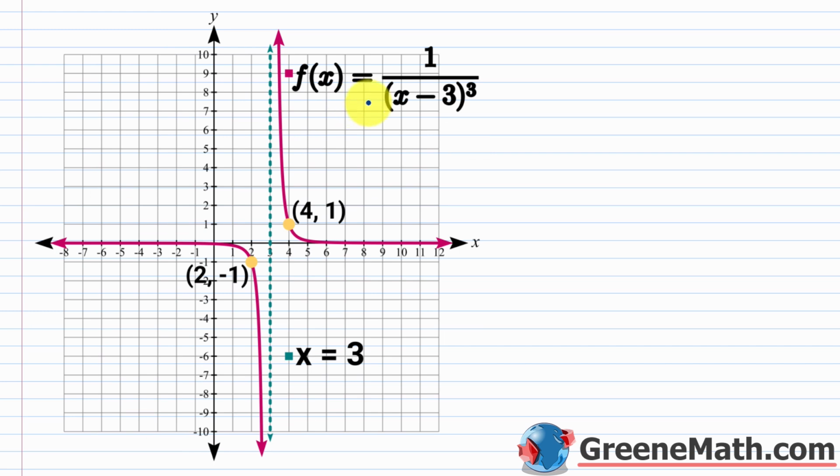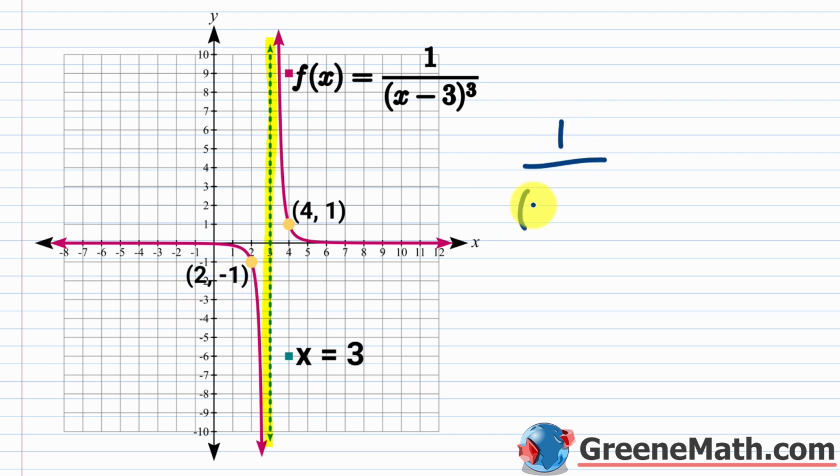So now I have f of x equals 1 over x minus 3, quantity cubed. But again, if you did x minus 3, you could just say to the first power, it's going to be the same thing generally, where this guy goes like this and this guy goes like this, because now you have a sign change on one side of this guy to the other. So here again is your x equals 3. That's your vertical asymptote.